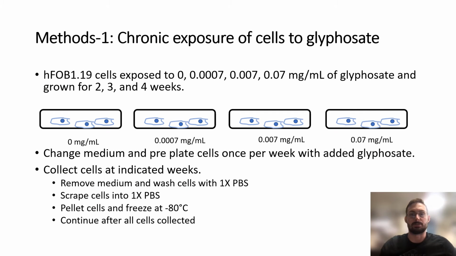Our cells were exposed to different concentration levels of glyphosate over a 2, 3, and 4 week period. Cells were collected at the indicated weeks, and PBS was used to wash the cells, which were then scraped and pelleted. The pellets were then frozen.